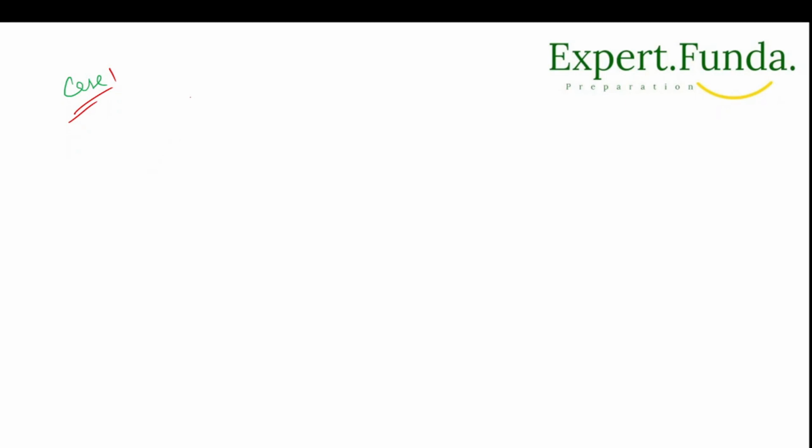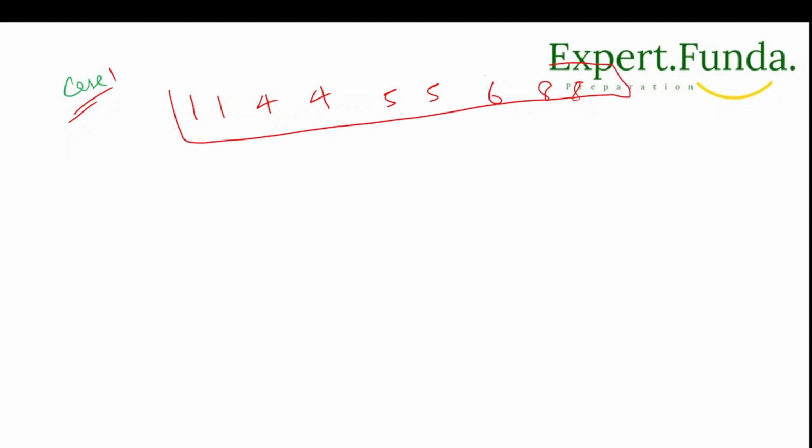Let's suppose the case is that we have 1 1 4 4, then 5, and then in this case we have 8 and 6 and 8 and 8. Let's suppose this is our array, we will consider it like this. Let me change the color.